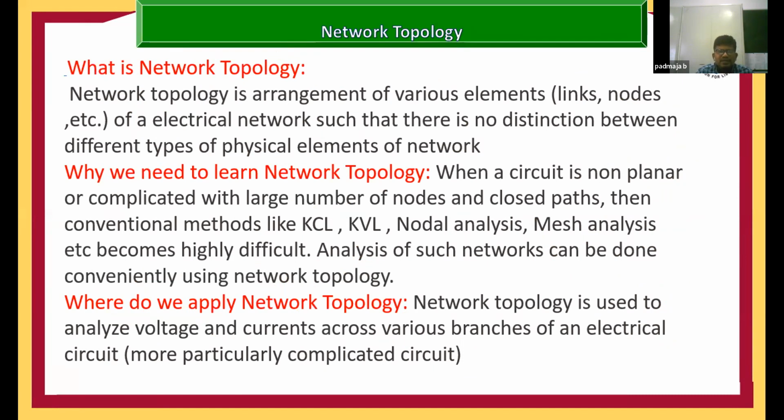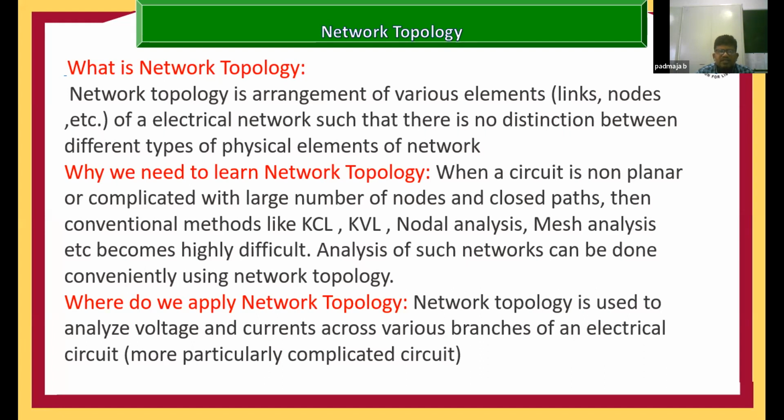See, the network topology is an arrangement of various elements. So what are the elements here? Links and nodes are called the elements of the network topology. So the network topology is an arrangement of various elements of an electrical network. The electrical network elements may be a resistor or inductor, or a voltage source or current source. So the network topology is an arrangement of various elements of an electrical network such that there is no distinction between different types of physical elements of the network.